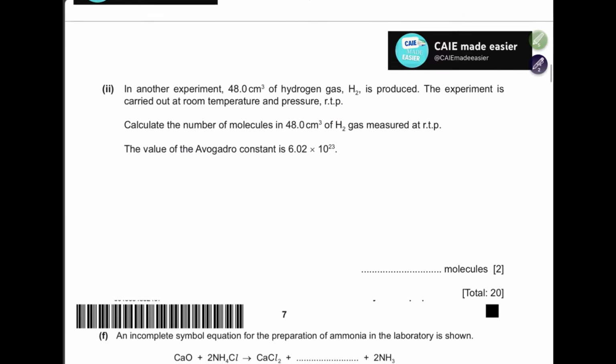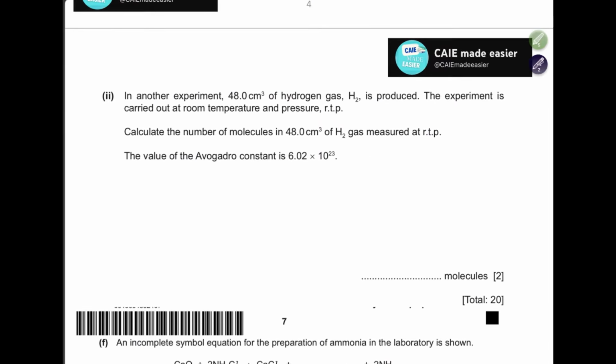Alright, moving on. In another experiment, 48 cm³ of hydrogen gas is produced. This experiment is carried out at room temperature and pressure. Calculate the number of molecules of hydrogen gas at room temperature and pressure. The value of Avogadro's constant is 6.02 times 10 power 23. So they're saying that we have 48 cm³ of hydrogen gas and calculate the number of molecules. 1 mole has how many molecules? 6.02 times 10 power 23. So first we need to find the moles so that we can find our molecules.